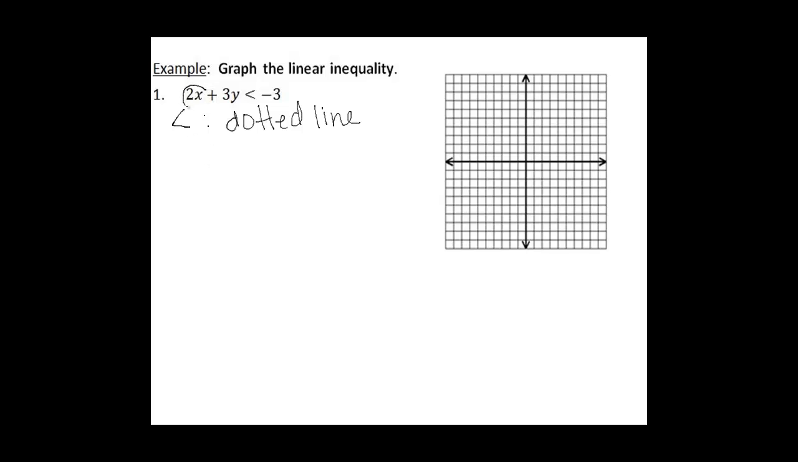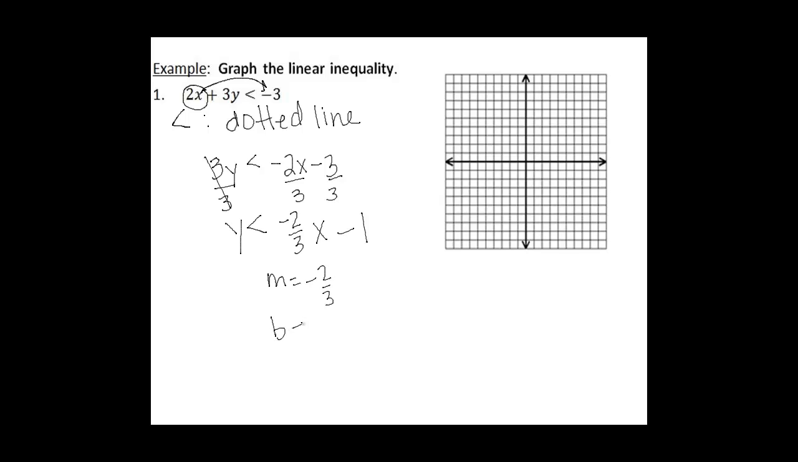To do that, you need to take that 2x and move it to the other side, so you're going to subtract it. So you will have 3y is less than negative 2x minus 3. Then divide both sides by 3, you want to divide everything by 3. I don't have to change the direction of my inequality because I'm dividing by a positive. But remember, if you were dividing by a negative number, you would flip the inequality. Keep this as negative 2 over 3x, that is your slope, and then minus 3 divided by 3 is minus 1. Okay, so for this inequality, my slope is negative 2 over 3, and my y-intercept is negative 1.